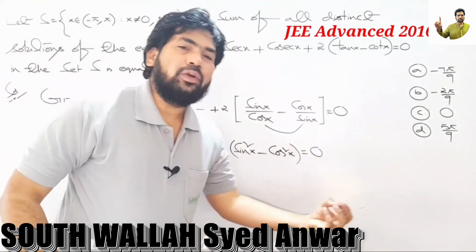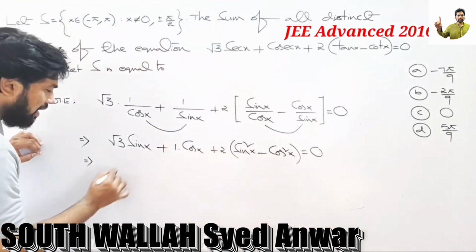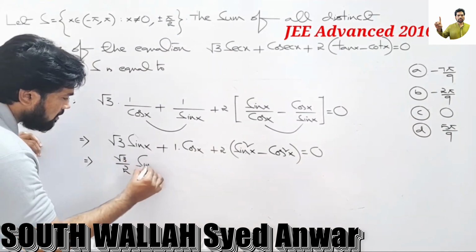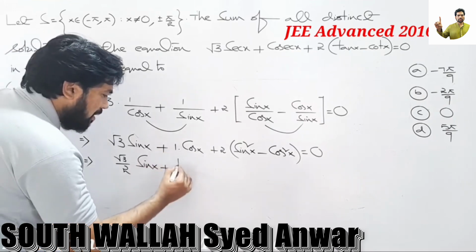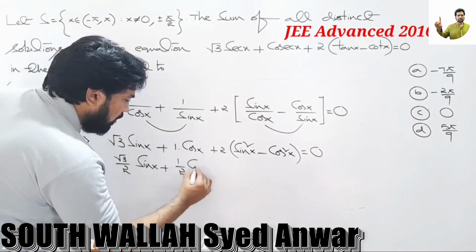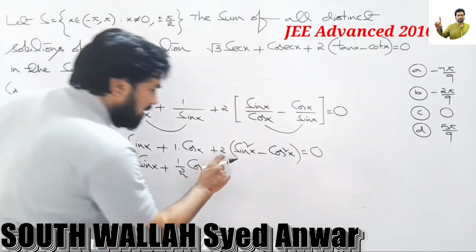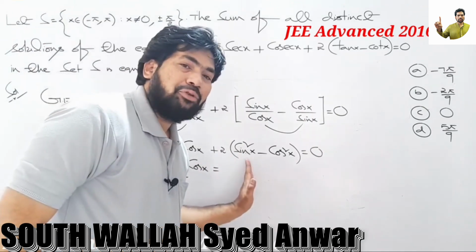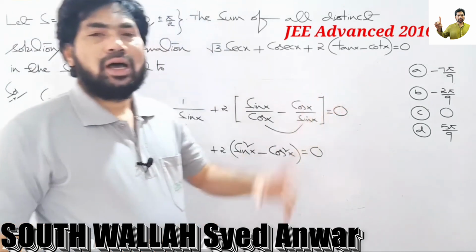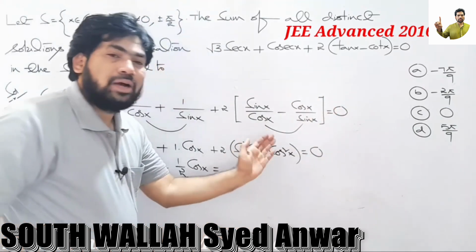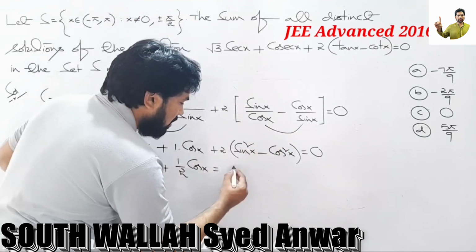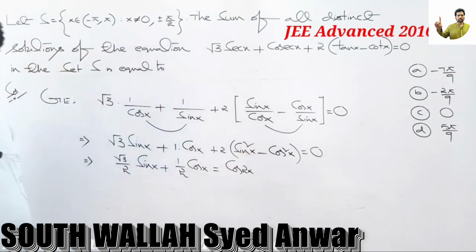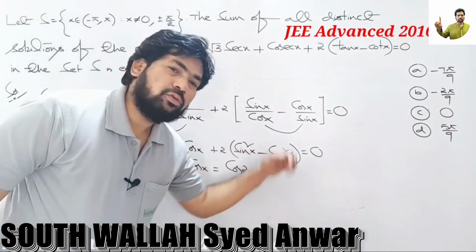Next, I would like to divide the whole equation by 2. Dividing by 2, this is root 3 by 2 into sin x, plus, when I divide by 2, 1 by 2 into cos x. Next, when I divide by 2, the 2 gets cancelled. So that is equal to, here I would like to send the last 2 terms to the right hand side. They are going to become cos square x minus sin square x. In place of cos square x minus sin square x, I can introduce cos 2x directly.